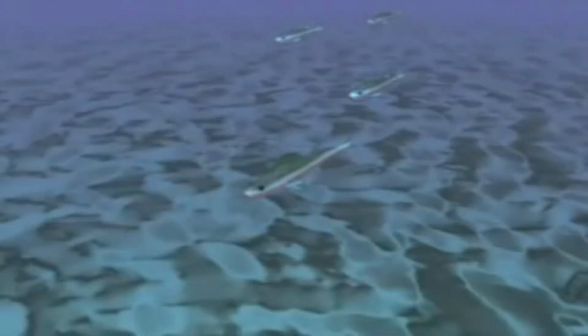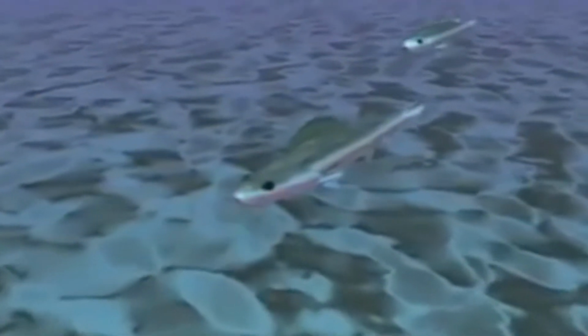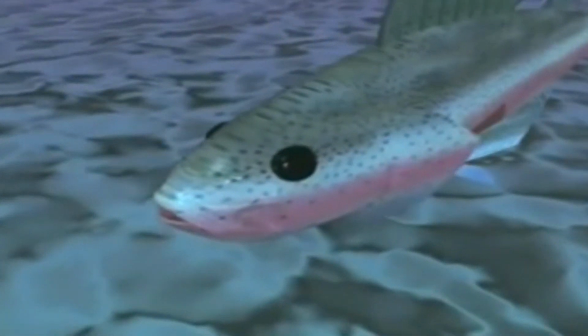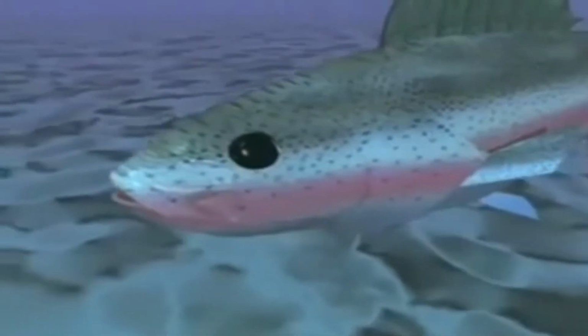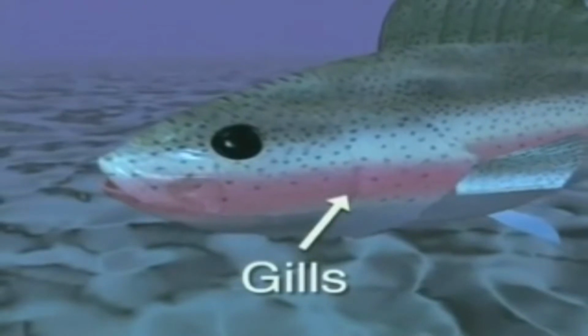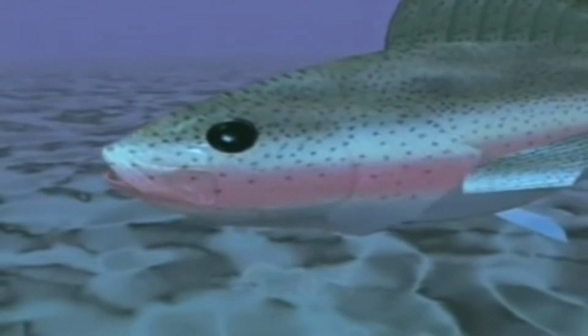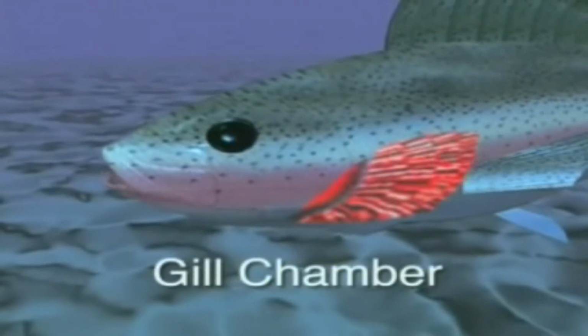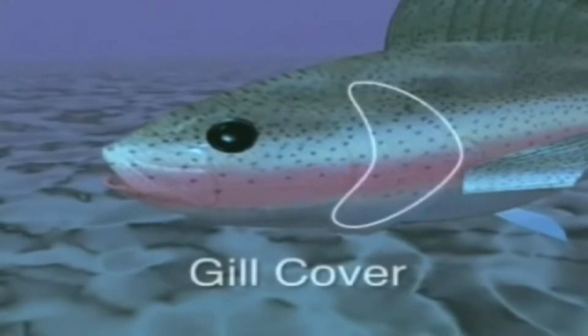Unlike land animals, almost all fish breathe or get their oxygen from water. Instead of using lungs, fish breathe with organs called gills. Most fish have 4 pairs of gills enclosed in a gill chamber on each side of the head. On the outside of the body, a flap of bone called a gill cover protects the gills of bony fish.